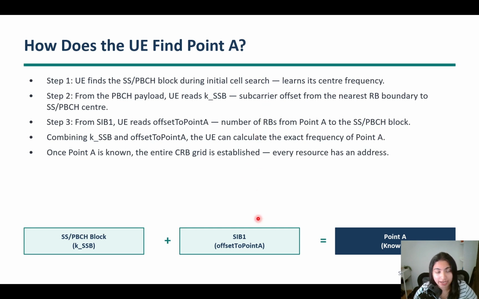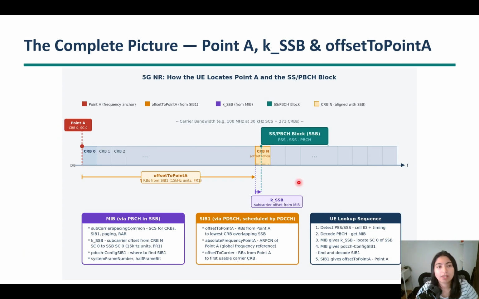Then it can map the entire resource grid, because CRB 0 starts at point A. Every subsequent CRB is exactly 12 times the subcarrier spacing above the previous one. Now this diagram gives a complete picture of what exactly point A is, what KSSB is, and what offset to point A is.